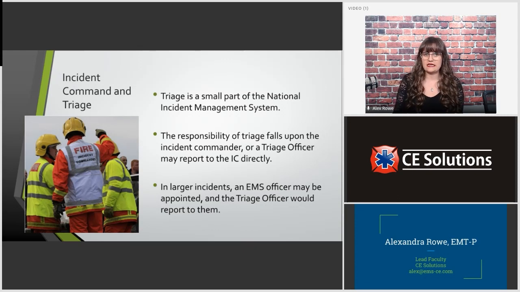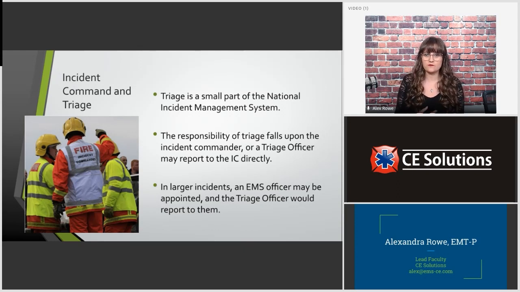Typically, when you arrive on scene, the responsibility of triage falls upon the incident commander. I'll just give you an example here. Say you get dispatched to a multiple car pileup, and right now it's just you and your partner on an ambulance. So you show up on scene, you only have you and your partner, but you see there's the potential for multiple casualties. So what happens? Who becomes the incident commander and who becomes the triage officer?